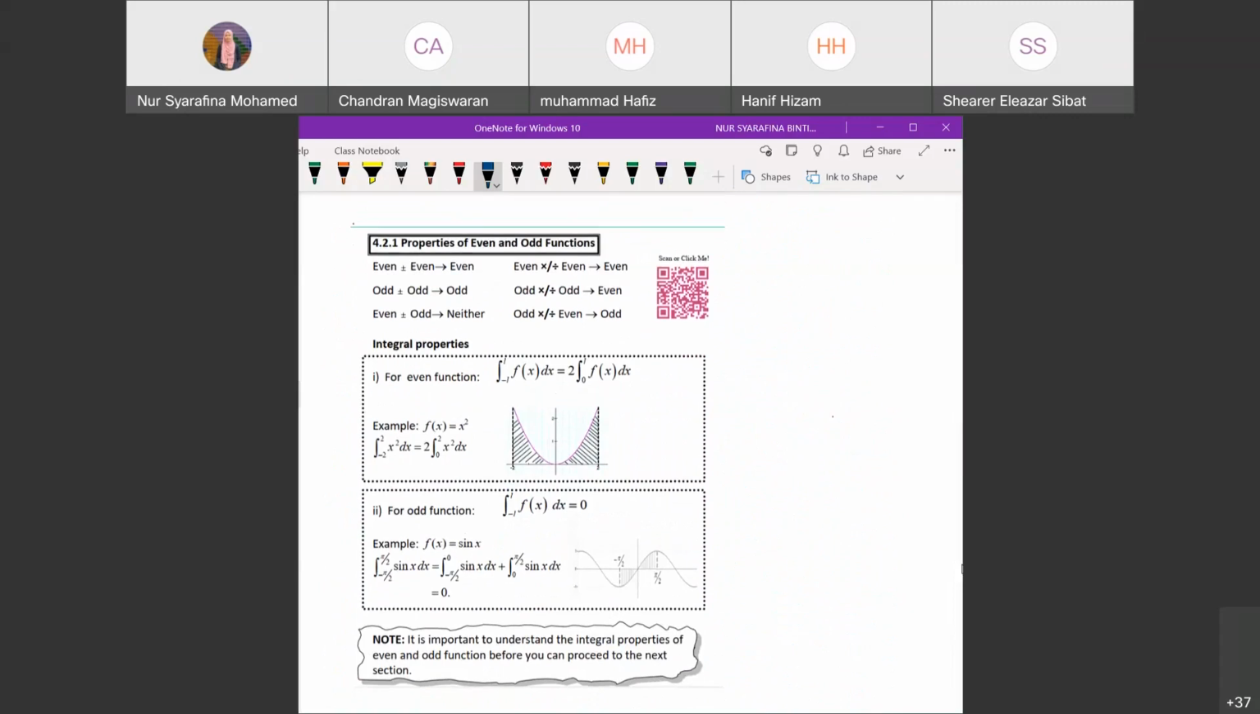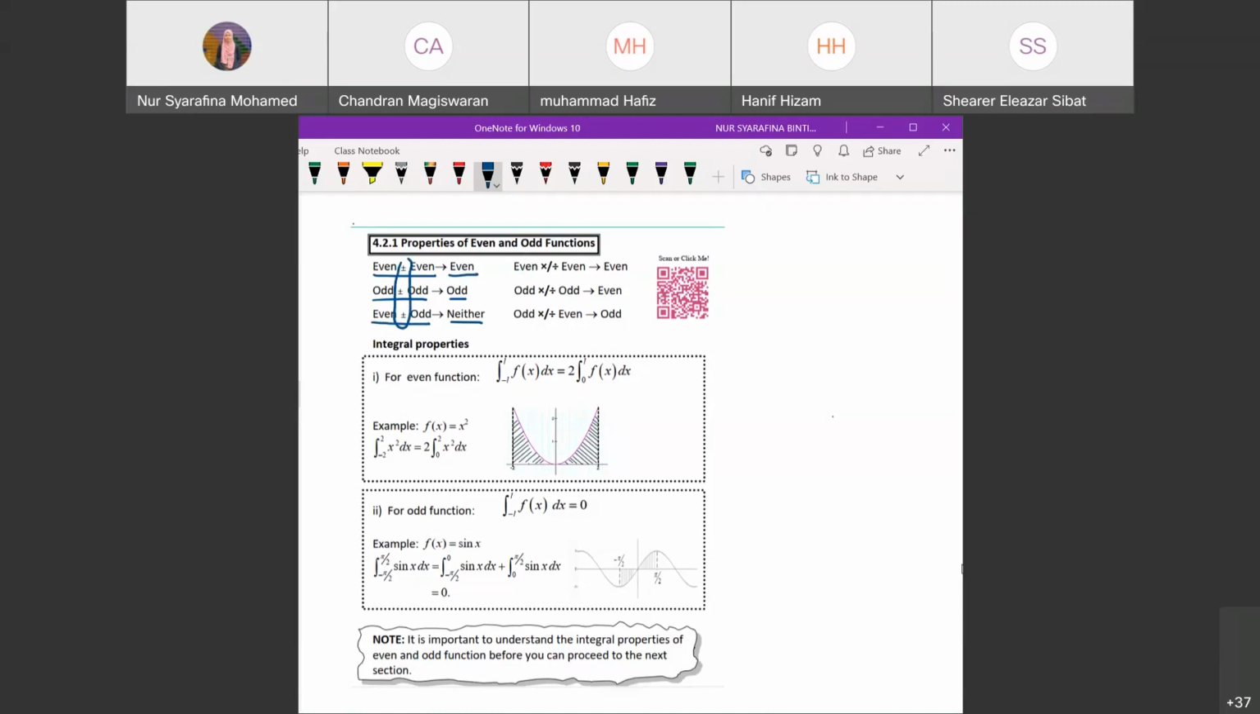So when you have two functions, and you add, subtract, multiply or divide, what is the product of those two functions? Let's say here, when even plus or minus even, you get even. When odd plus or minus odd, you get odd. When even plus or minus odd, you get neither. So the same even function will give you even, the same odd function will give you odd, and different even and odd functions will give you neither for addition and subtraction.